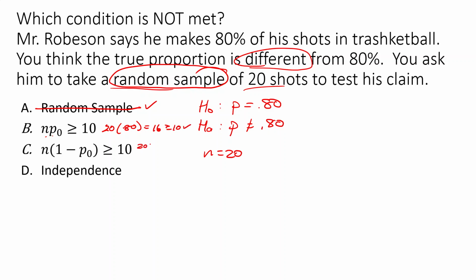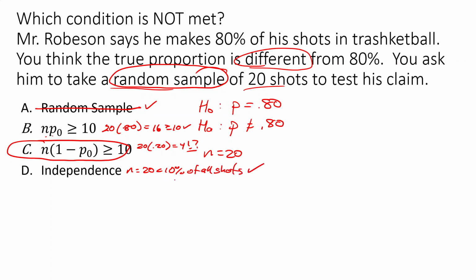And how about the next one? 20 times 1 minus 0.80 is 4. That's a problem. So this is the one that is not met. And n equals 20 would probably be less than 10% of all shots that he takes. That's probably fine. I can take more than 200 shots. I can just sit around all day at school and just take shots.